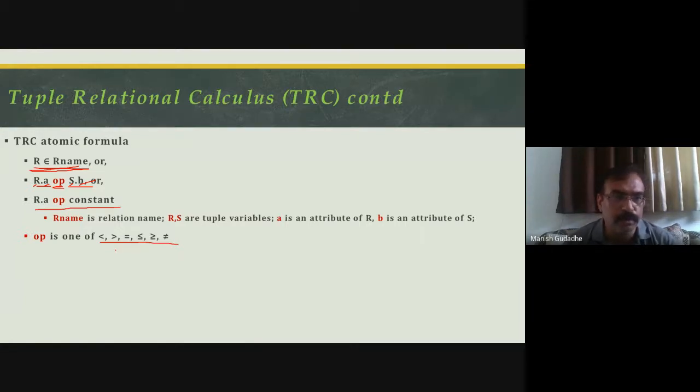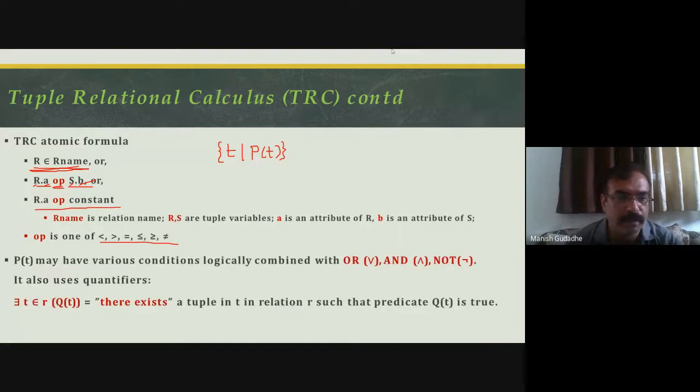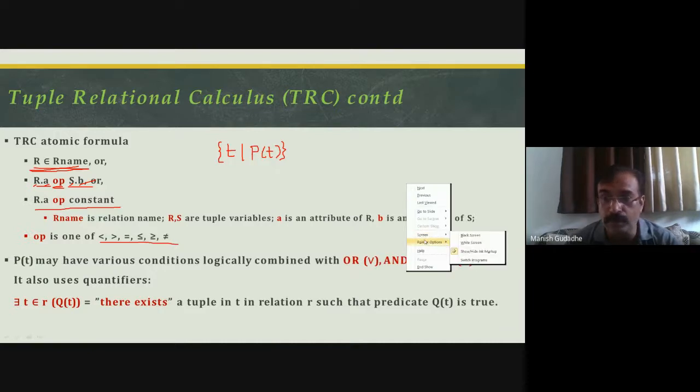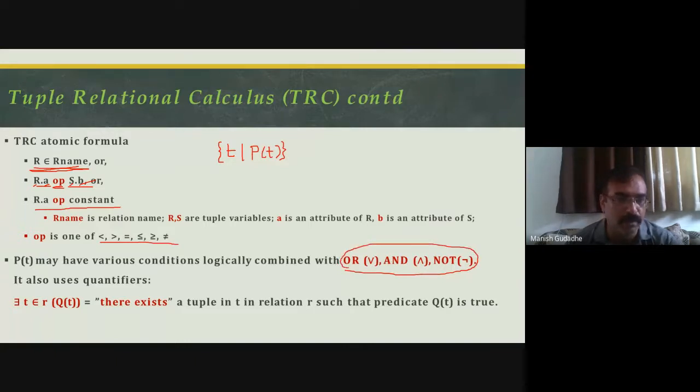Now, whatever we had is T such that predicate P is satisfied on all the Ts. That is our basic formula, but this basic formula will now be elaborated a bit. We can also use and, or, and not. Logically, two expressions can be combined together with and, or, and not, where the symbols are given in the bracket.